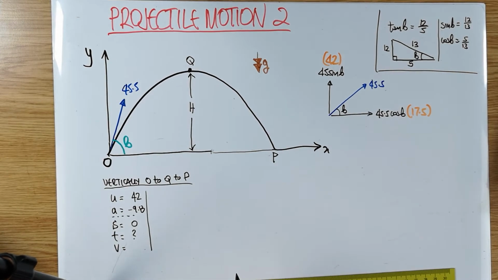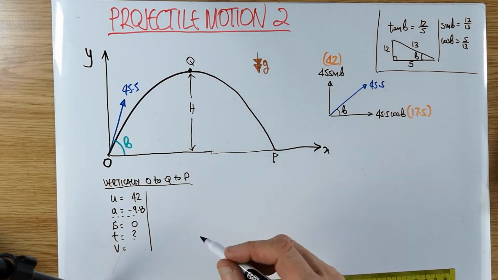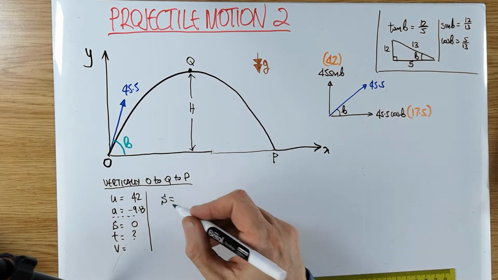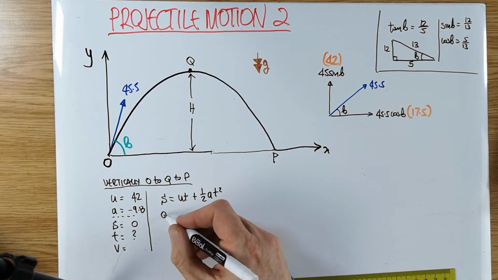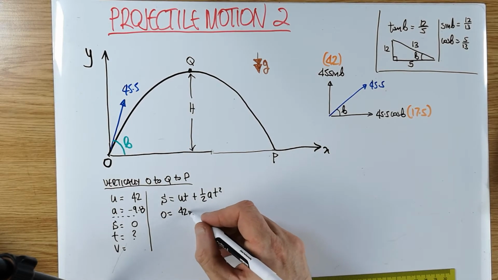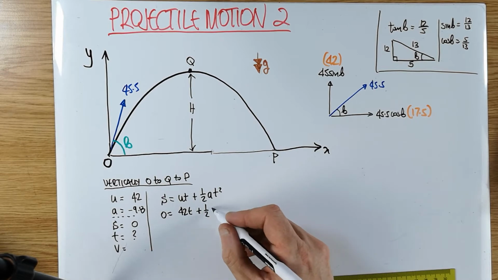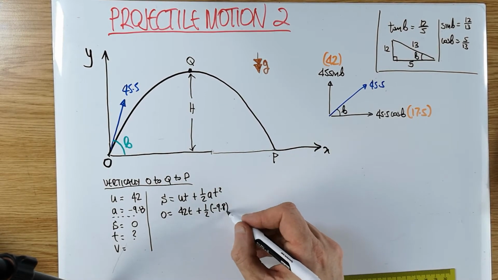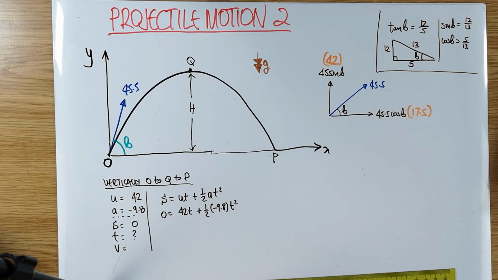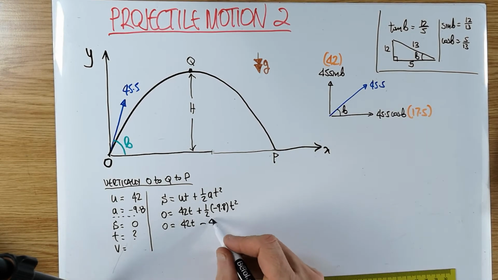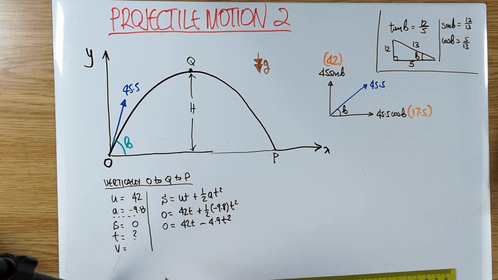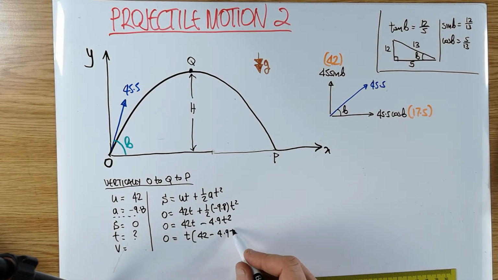So what equation do we use for this? With U, A, S, and T, S is equal to UT plus a half AT squared. So 0 is equal to 42T plus a half times minus 9.8 T squared. Let's tidy this up a little bit: 42T minus 4.9 T squared, factorized by the common factor T. So it's going to give us T times 42 minus 4.9T.